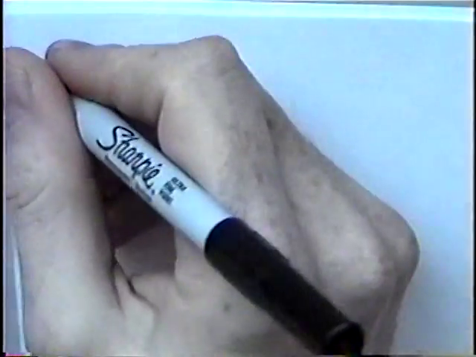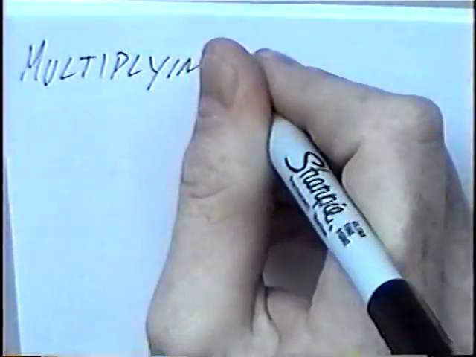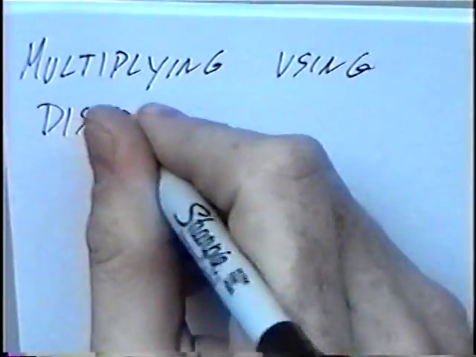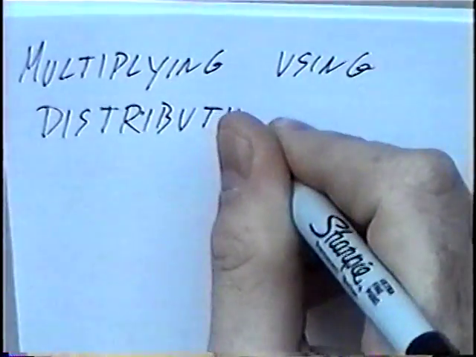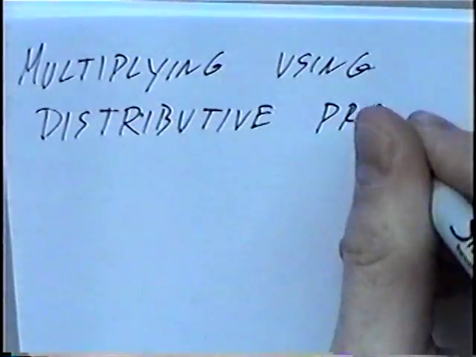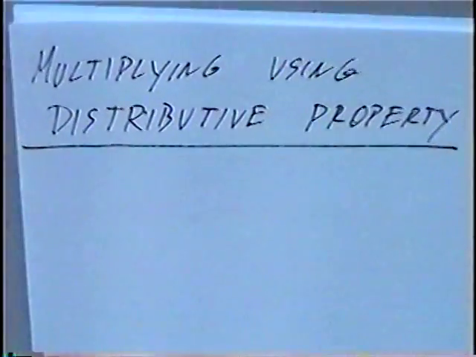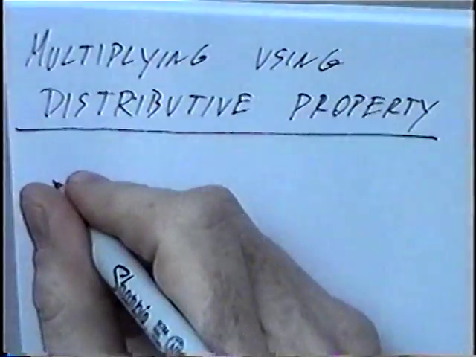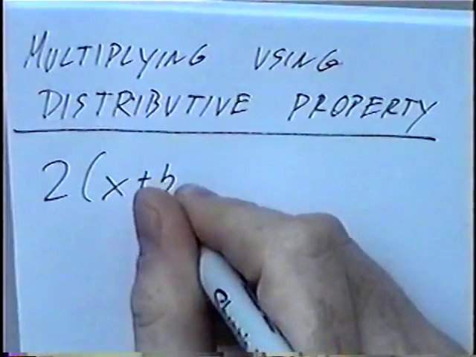Title of the first section is Multiplying using Distributive property. In this section, we'll simplify by multiplying using distributive property. First question is 2 and inside parentheses x plus 5.